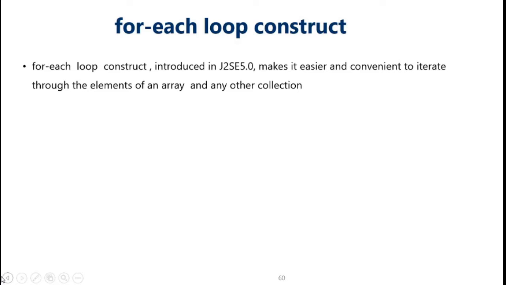We can also make use of for each loop for accessing the array elements or for iterating over the collection. So in for each loop, we can visit each and every element of the array. Like in for loop, we can give the condition. That condition is not there in for each loop.